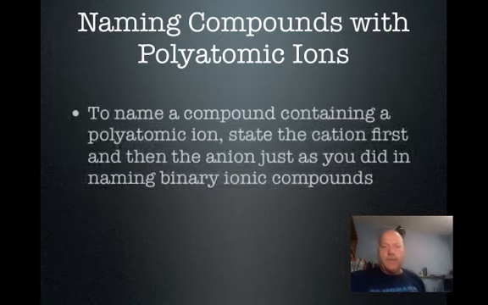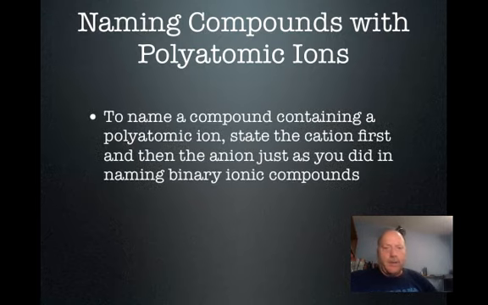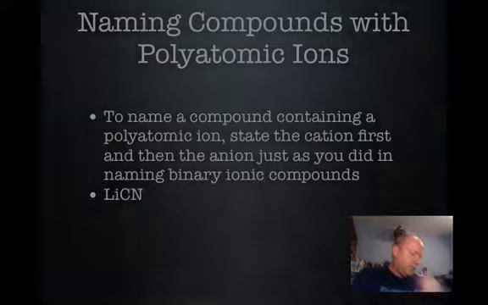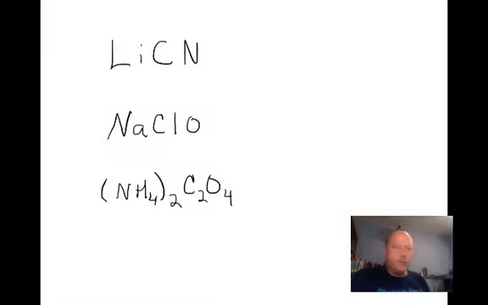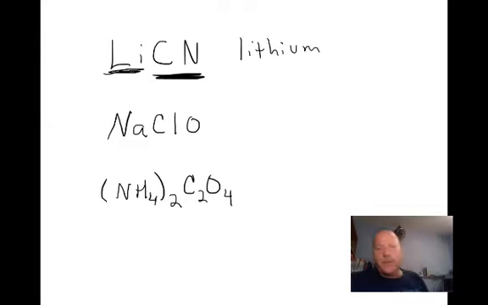All right, so how do we name them if they have polyatomic ions? Well, state the cation first, and then the anion, just like we did before, the anion now being a polyatomic ion. Okay, so we have LiCN. We look at that first part. That's just a metal, so it's just going to be lithium. The cation's name stays the same. Then we look at the last part, and it's a polyatomic ion. We look it up in the chart and we find that CN stands for cyanide.